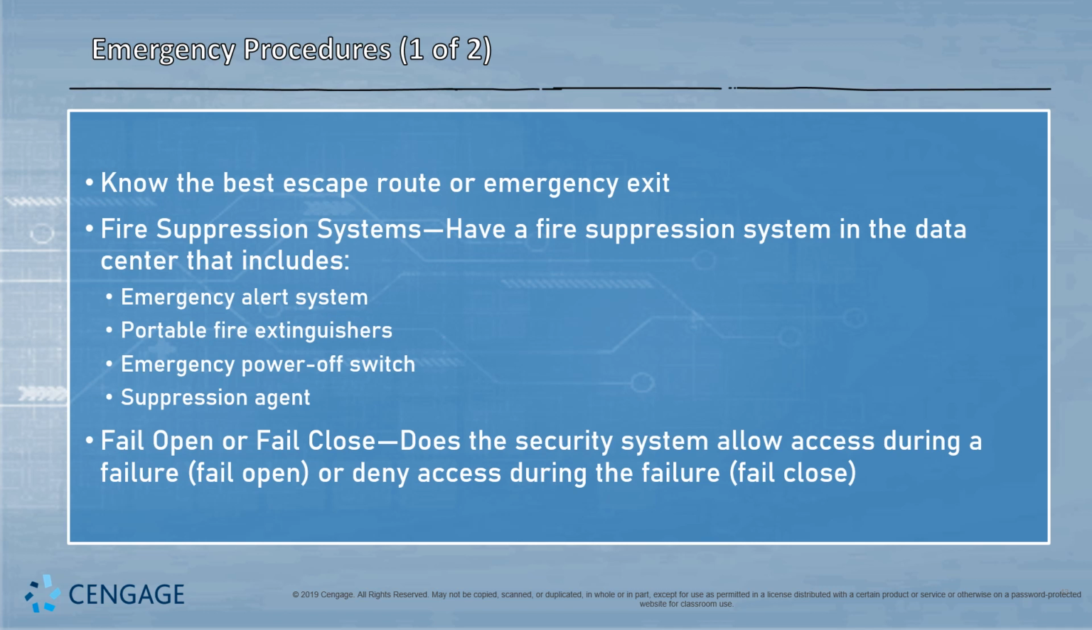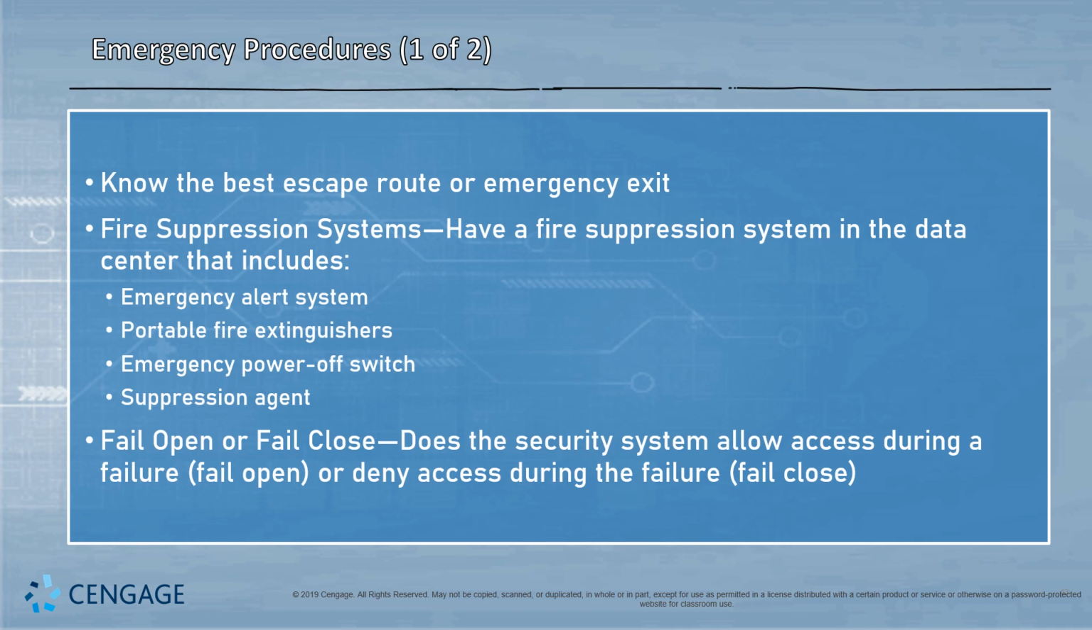Fire suppression systems in data centers include things like an alert system, so you may have an audible alert, portable fire extinguishers, emergency cutoff switches, and suppression agents. Be aware of what's being used in your particular building, because you don't necessarily want to get caught in a room where halon's being deployed, or try and use a Class A extinguisher on a Class B fire. If you take my CTS 120 course, we talk about the differences between classes A, B, C, D, and K fires.